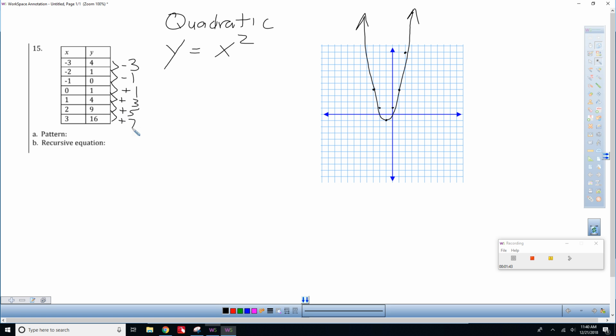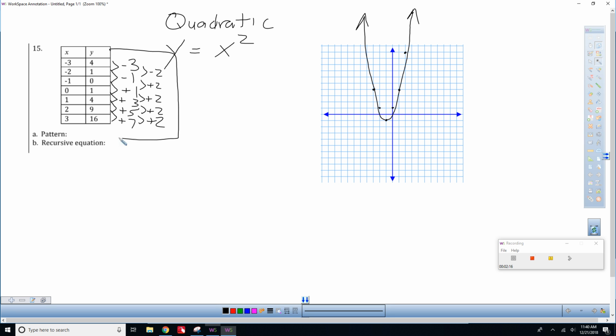So if you look, the second difference is -2, and then it switches. +2, +2, +2, +2. That's how you know that it's a quadratic, if the second difference is constant. Okay? So now we basically have to guess and check to find the explicit formula and therefore find the pattern.